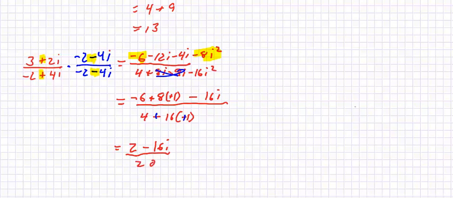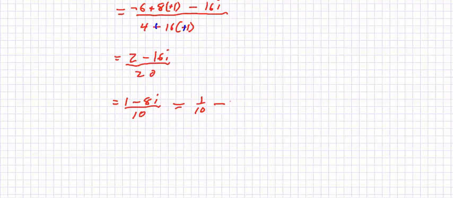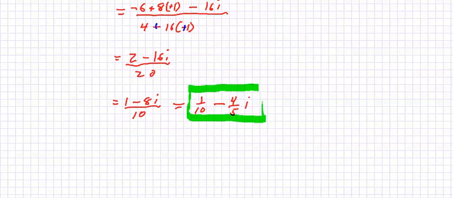over 20. Now, since I can divide everything by 2, we end up with 1 minus 8i over 10, or 1/10 minus 4/5 i, reducing 8 over 10 to 4 over 5. Either form is acceptable. Does not matter to me.